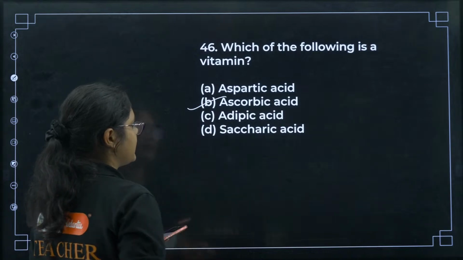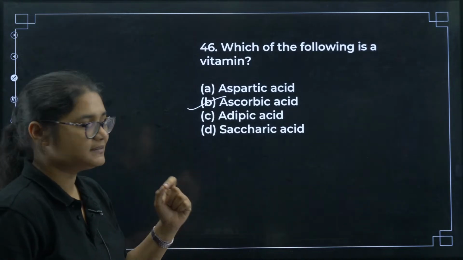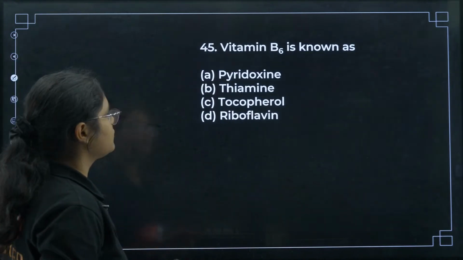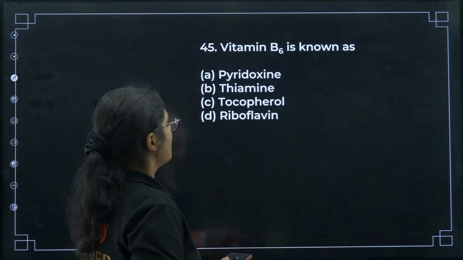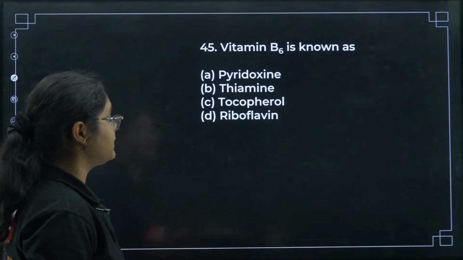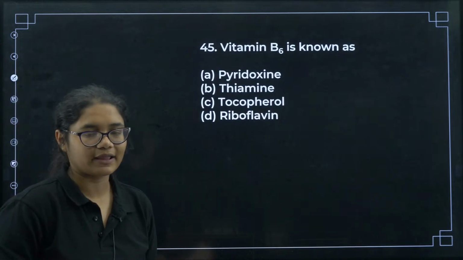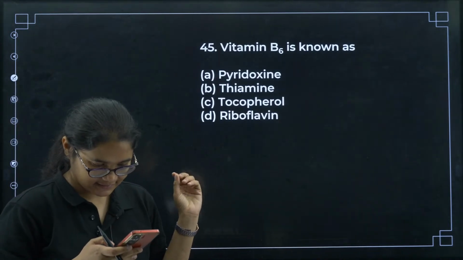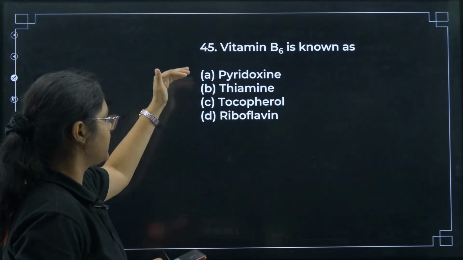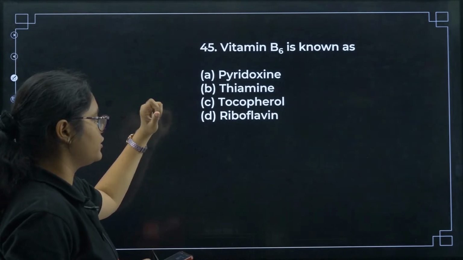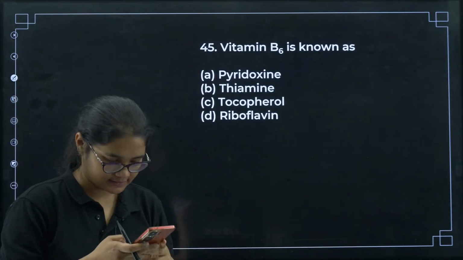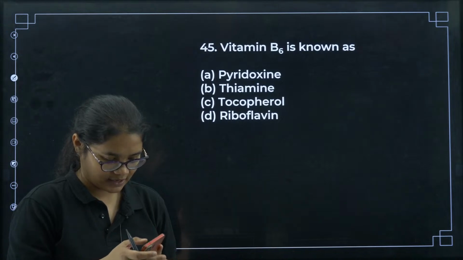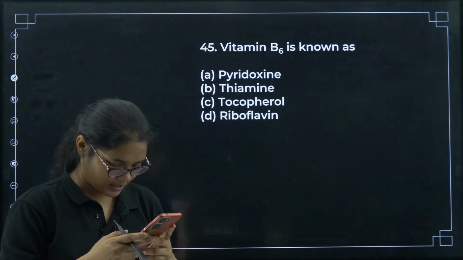Yes, B is correct. Ascorbic acid, that is your vitamin C. Okay. Next, moving to question number 45. What is vitamin B6 known as? So, the chemical name of vitamin B6. Pyridoxine, thiamine, tocopherol or riboflavin. Okay, this is also a direct question from your NCERT. So can you answer this one now?